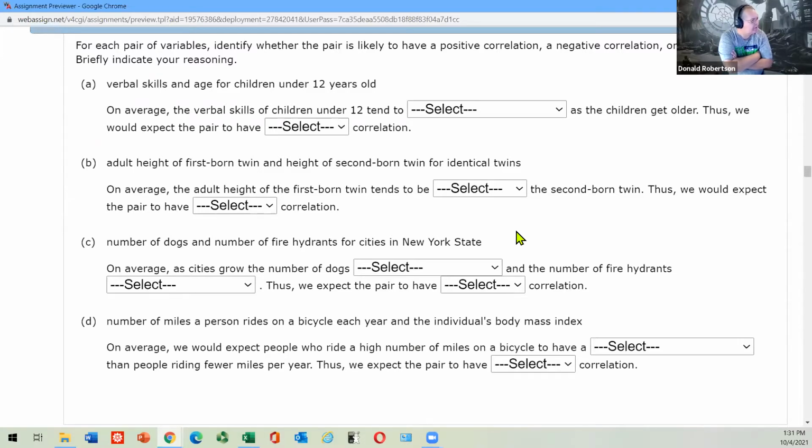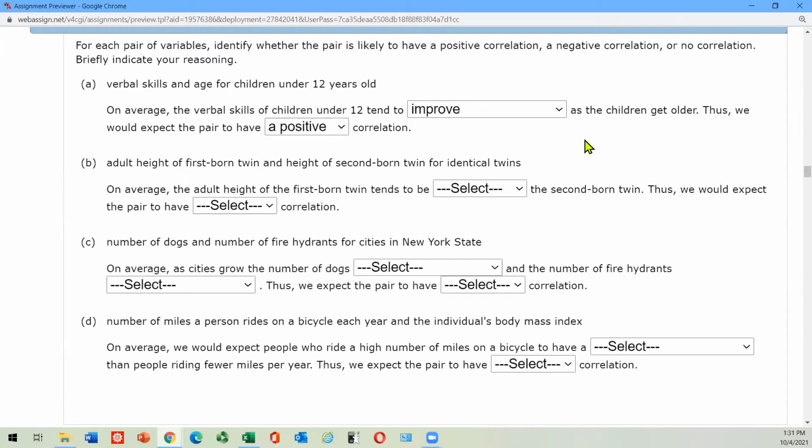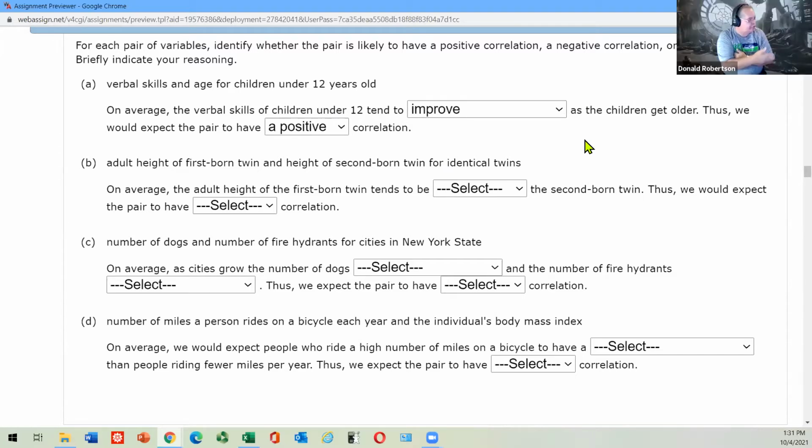Okay. Here we have, is it 4 stories? We'll do a couple of them. This one is verbal skills against age of children, right? So you get age of children, you get verbal skills. And on average, the verbal skills of children who are under 12 tend to improve as the child gets older. Thus, we would expect a positive correlation. Does that sentence make sense? Yes. So that's what you're going to do. You're going to try and put together the 2 things.